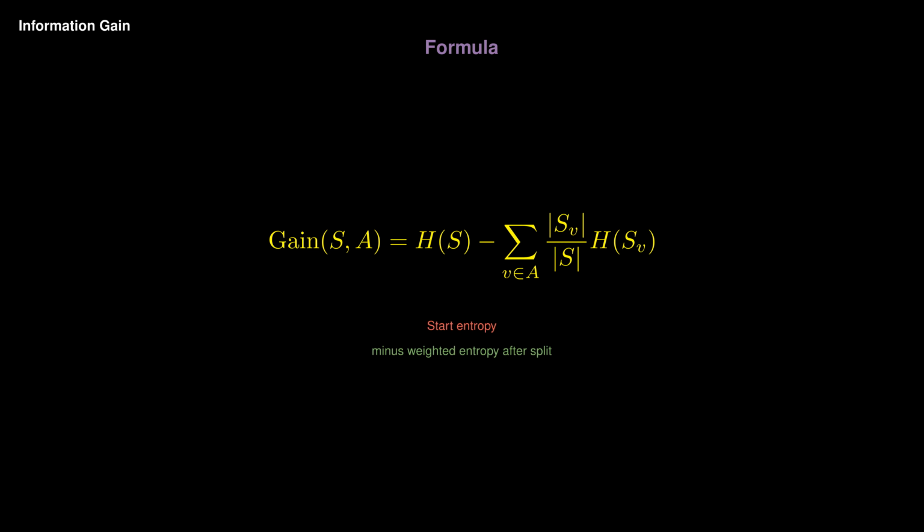Here's the formula. Gain of S with respect to attribute A equals the entropy of S minus the weighted sum of entropies of each subset Sv. The weight for each subset is its fraction of the total data points. We subtract the remaining entropy from the original. What's left is the gain.